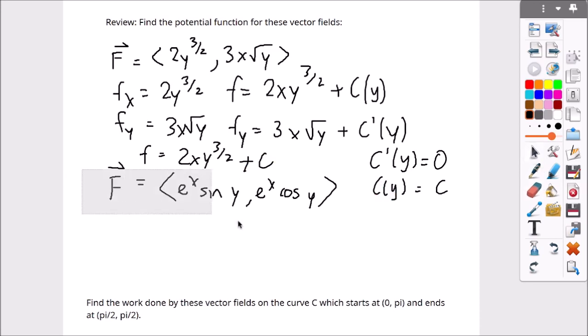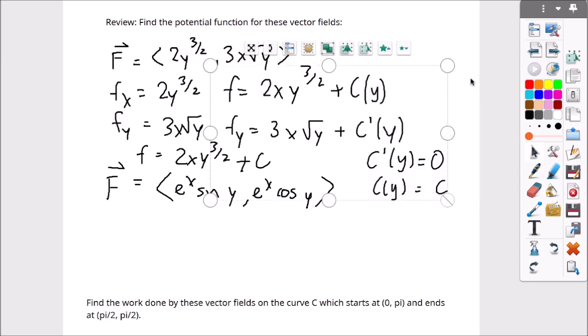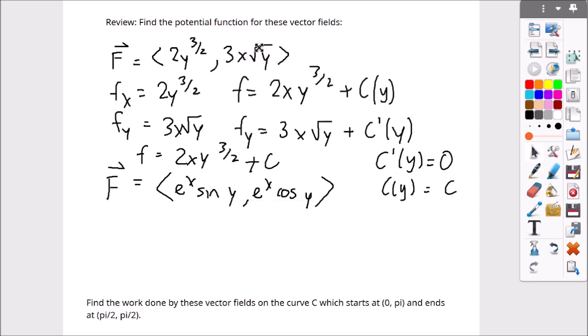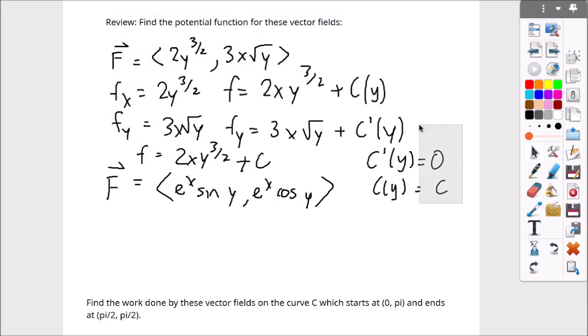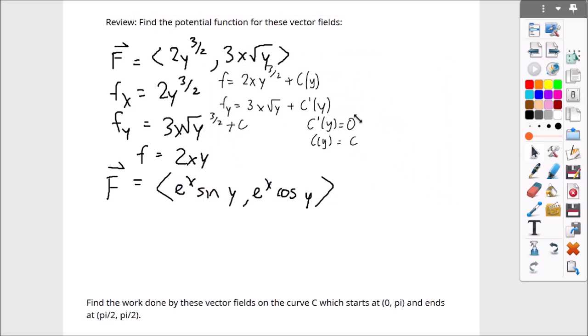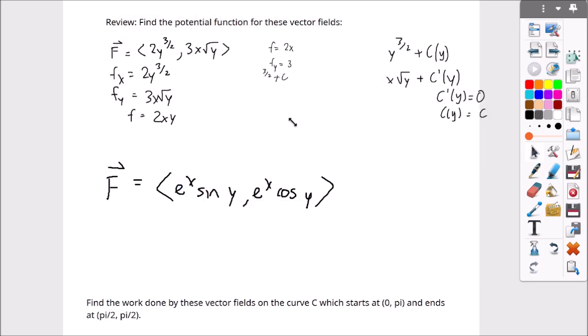Let's do the potential function for the second one. It's a little bit harder, but we can do it because we're good at calculus. So let me just move everything up here. Okay, this is very, very messy. All right, let's just shrink that.